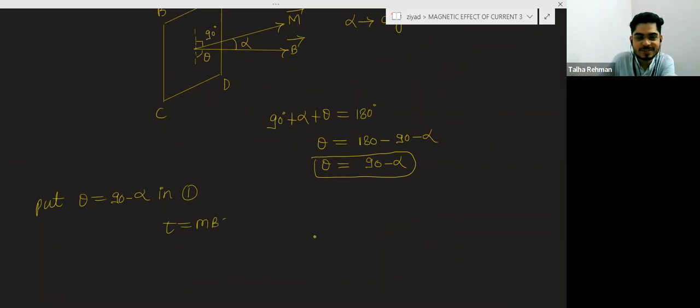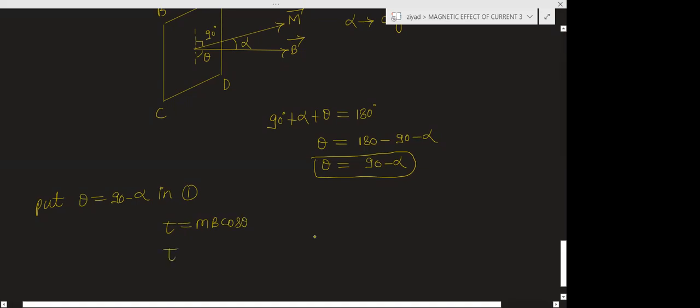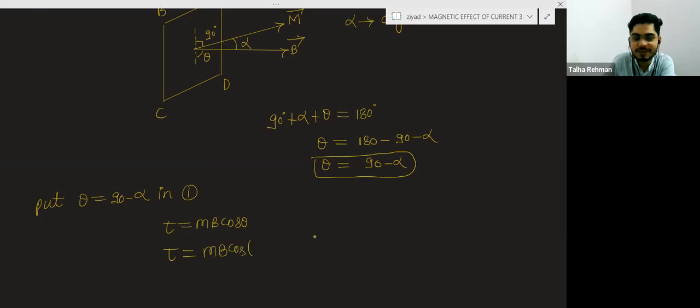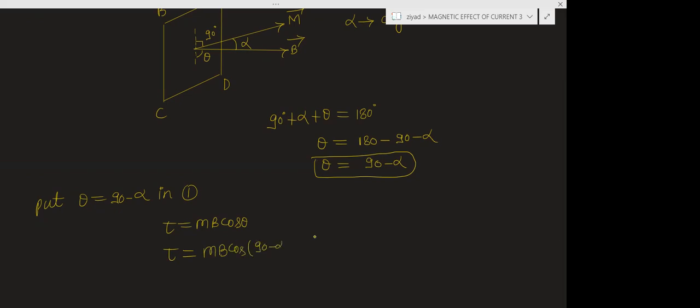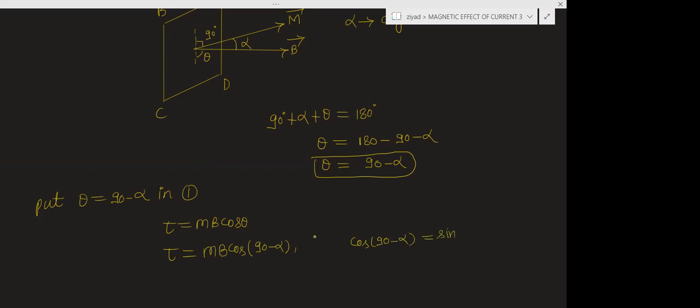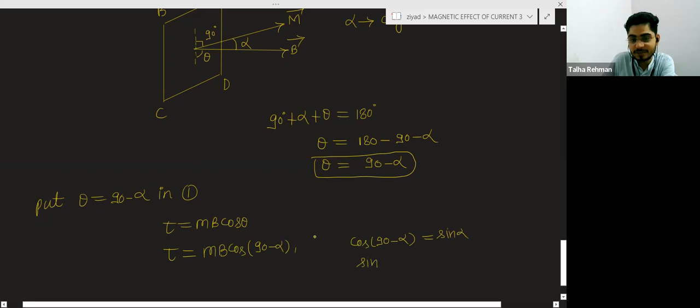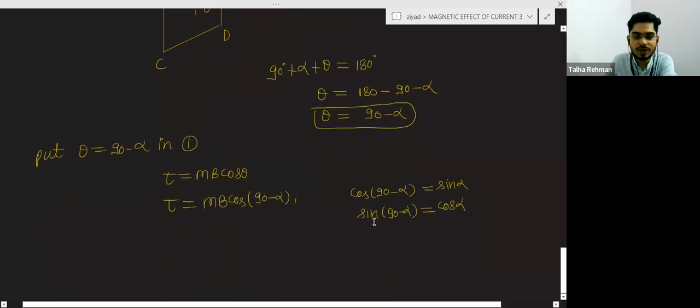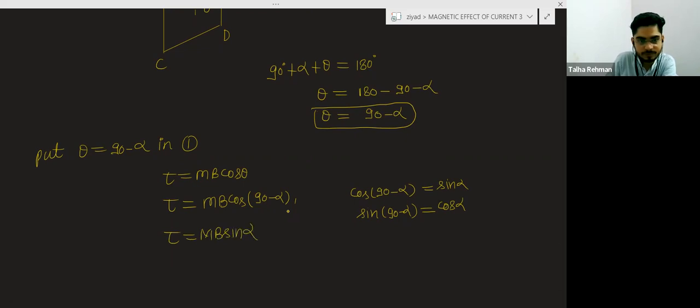So mv cos theta is there. This is torque, this is mv, this is cos. Instead of this theta, we will put 90 minus alpha, and cos 90 minus alpha is equal to sine alpha. If it is written sine 90 minus alpha, then you have to write cos alpha. These are the trigonometric relations. So cos 90 minus alpha is equal to sine alpha, and this is your final formula: mv sine alpha.